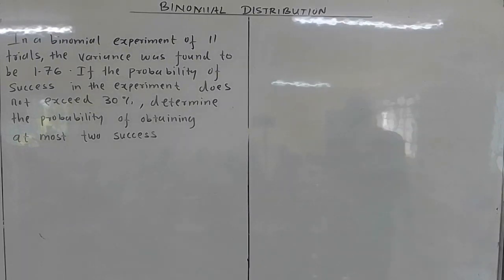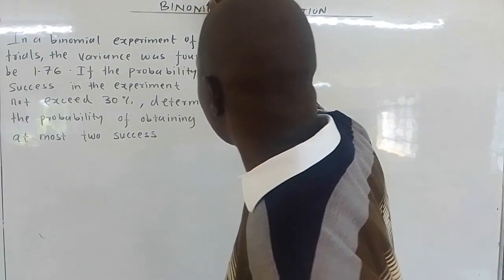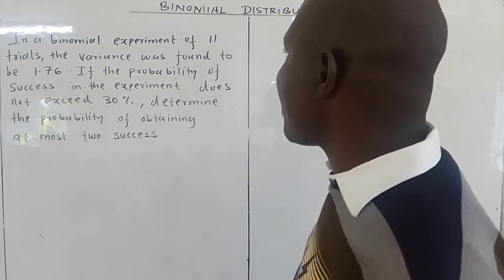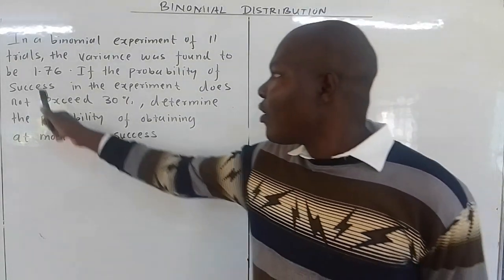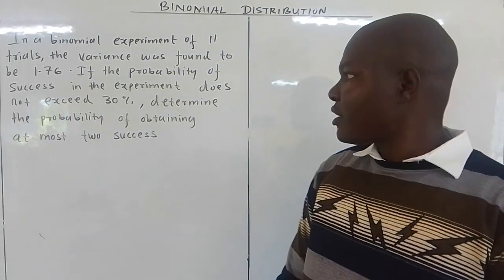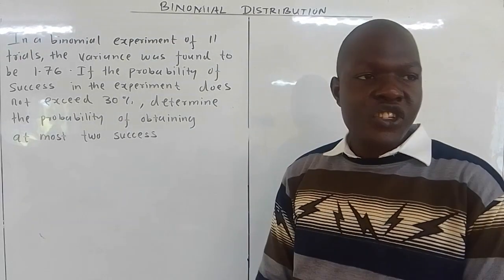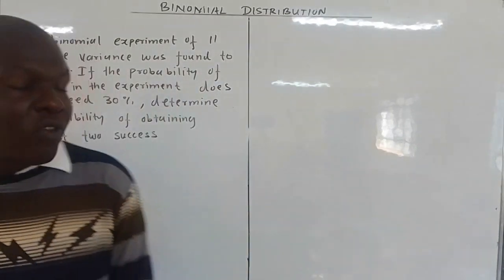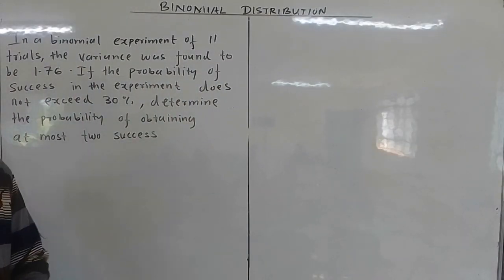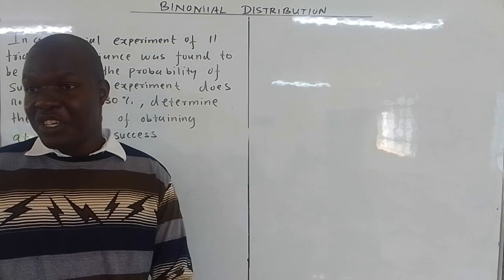So in this problem on binomial distribution, you'll be told in a binomial experiment of 11 trials, the variance was found to be 1.76. If the probability of success in the experiment does not exceed 30%, determine the probability of obtaining at most two successes. So first thing you need to know is how to define a binomial distribution.